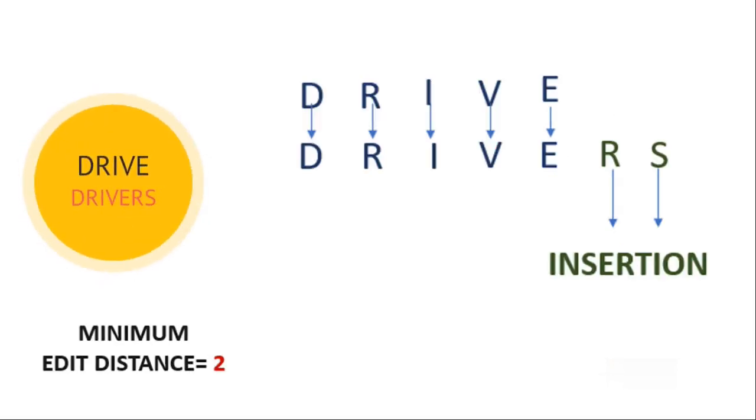Similarly, to convert a string from the source word drive to the target word drivers, we see that the letter R and the letter S are inserted. Since two operations are taking place here, the minimum edit distance will be 2.